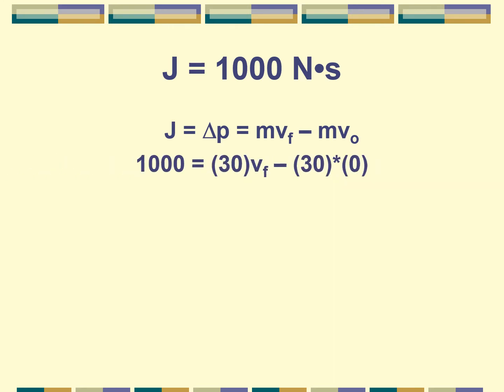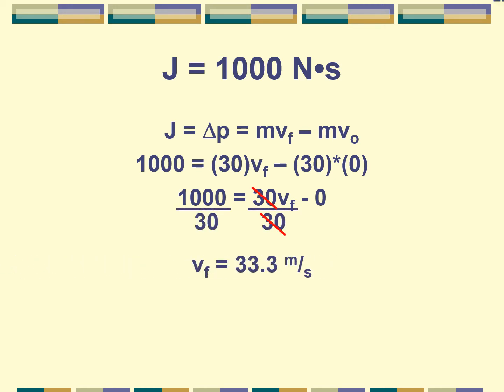We go ahead and plug that in. Final velocity is unknown. We know the initial velocity to be 0. So we kind of clean this up a little bit. We get 1,000 equals 30 times final velocity minus 0. Divide both sides by 30. And that gives us that the final velocity is going to be equal to 33.3 meters per second.